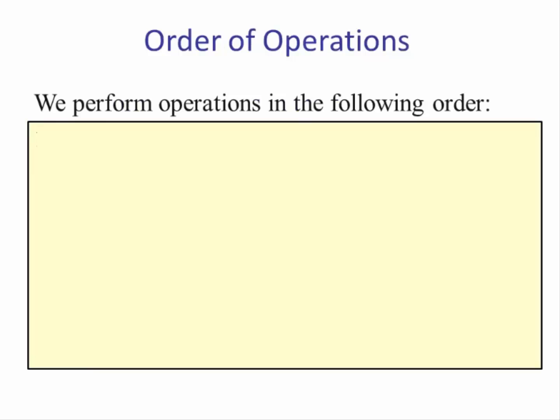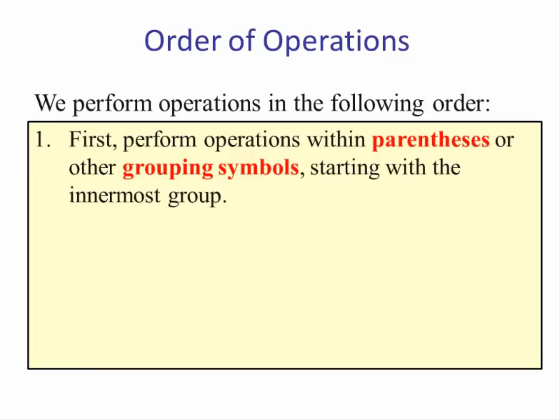So here's the order of operations. First, you do anything in parentheses or grouping symbols. Now the grouping symbols can be parentheses, they can be brackets, they can even be fraction lines or square root symbols. And you always start with the innermost group. Then you perform any exponents.